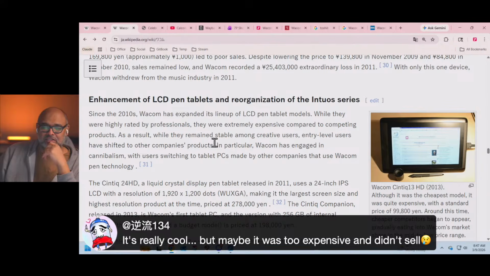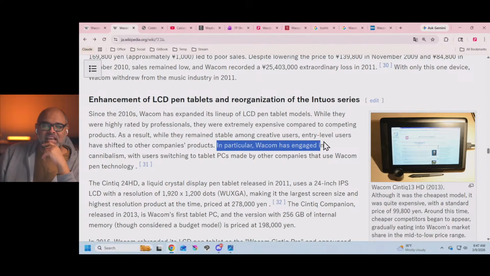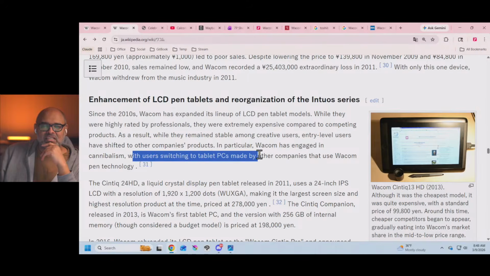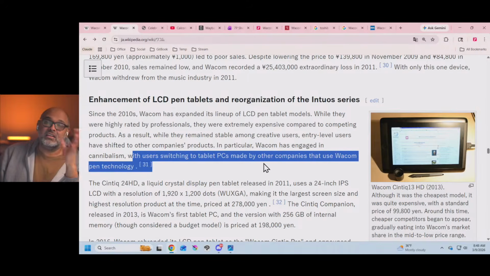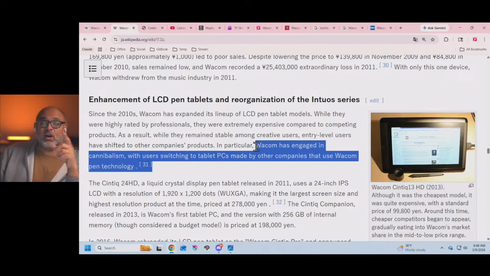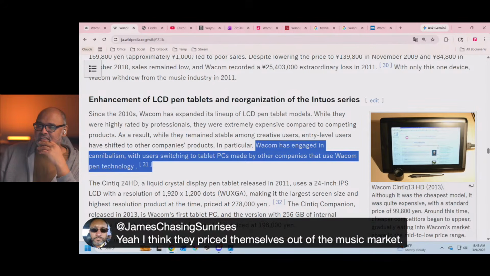Oh, look at this. In particular, Wacom has engaged in cannibalism. I'm not sure I'd use that phrase in this. I mean, it's a translation, so. With users switching to tablet PCs made by other companies that use Wacom technology. So you're talking about your Samsung Galaxy Book Pro, which uses S Pen? Yeah. Now, Samsung owns some percentage of Wacom, by the way, like 5%, a small amount. James Chasing Sunrise says, yeah, I think they priced themselves out of the music. Yeah, definitely.